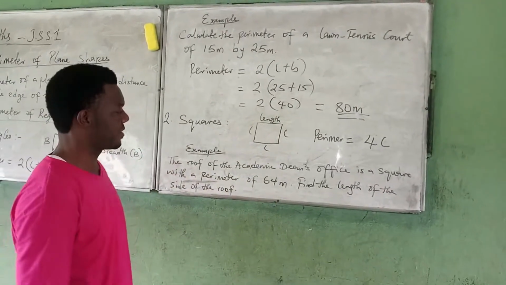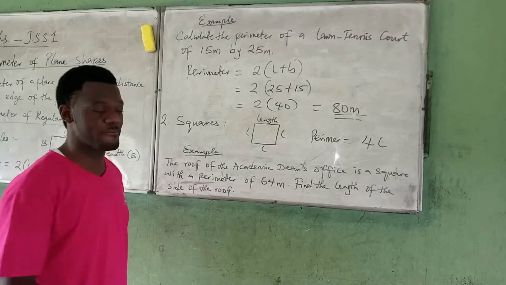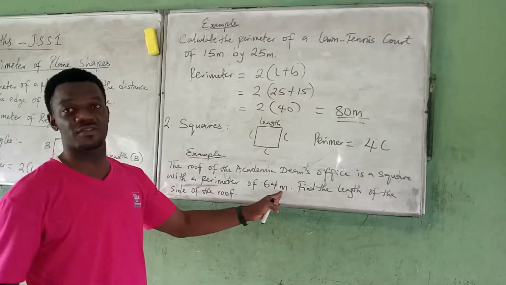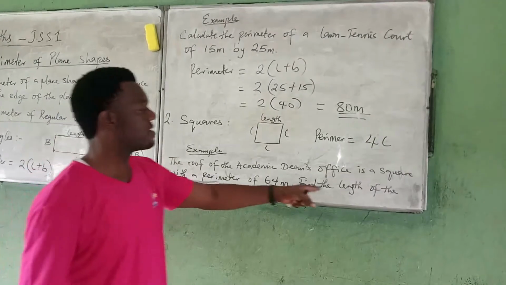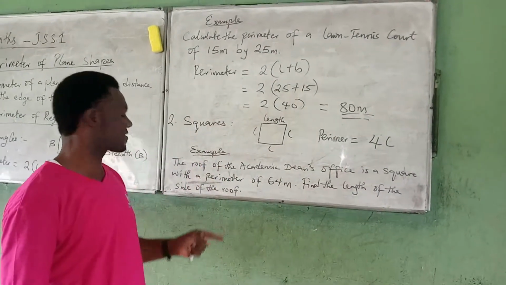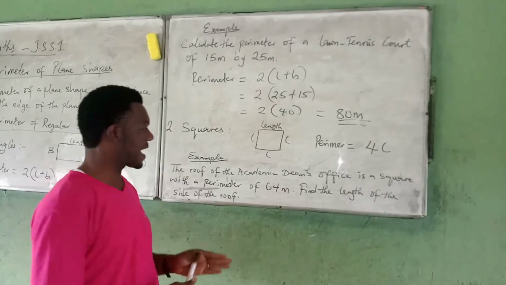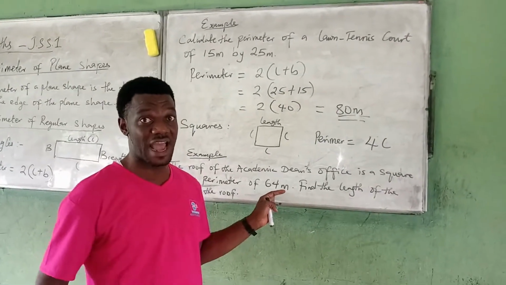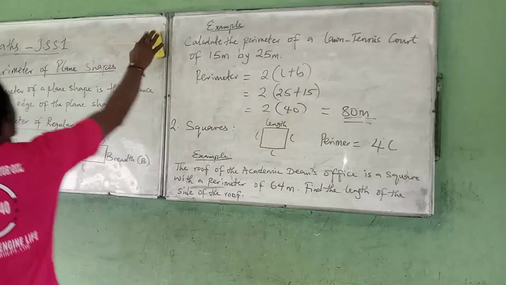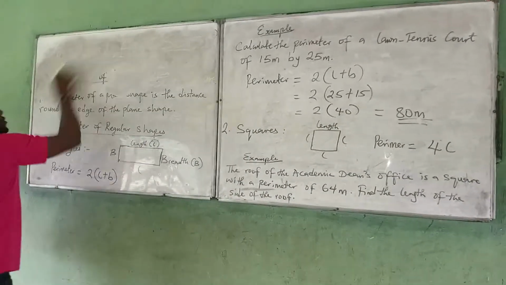The example says the roof of the academic dean's office is a square with a perimeter of 64 meters. We have been given the perimeter. Now the question says find the length of the side of the roof. The perimeter has been given to be 64 meters. So you have to find the length.